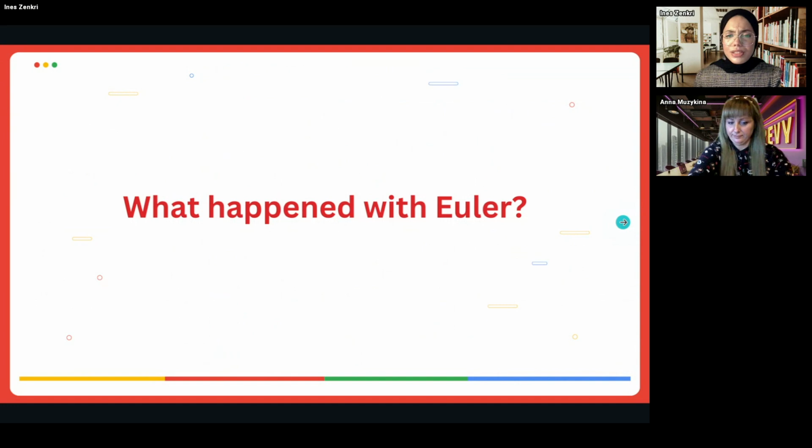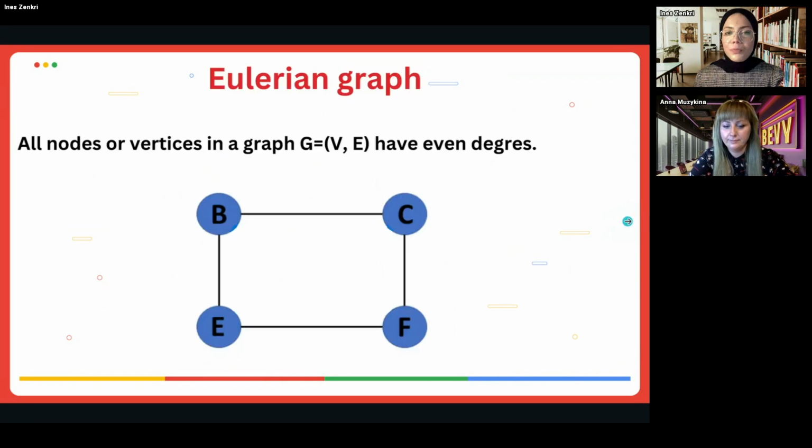And what happened with Euler? Did he just give birth to graph theory and get no credit for it? No, of course, the answer is no. There is a graph named after him, which we call Eulerian graphs. Basically, they are simple graphs in which the nodes must have even degrees. So a walk that we can have through this graph could be B, C, F, E and then B. And that way we visited every edge in the graph.